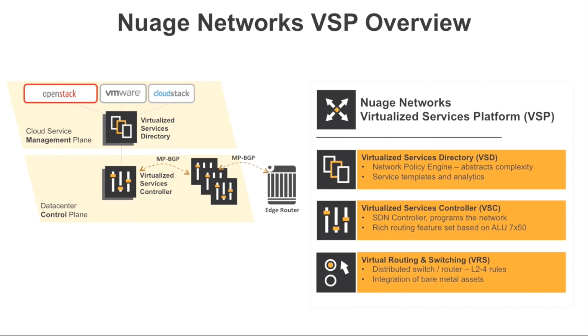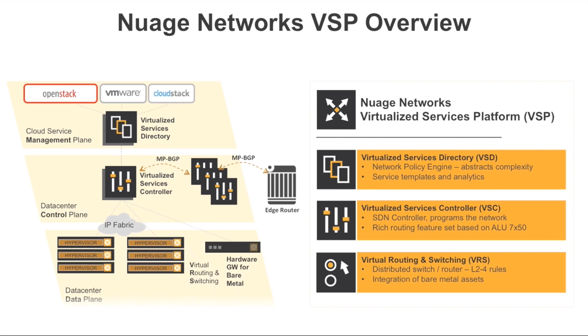The VSC is the control plane and is built using the mature, robust Alcatel-Lucent 7x50 service router, which is installed in service provider networks around the world. For large deployments, multiple VSCs can be federated using MP-BGP. The VSC can also peer with any PE router and exchange routing information.